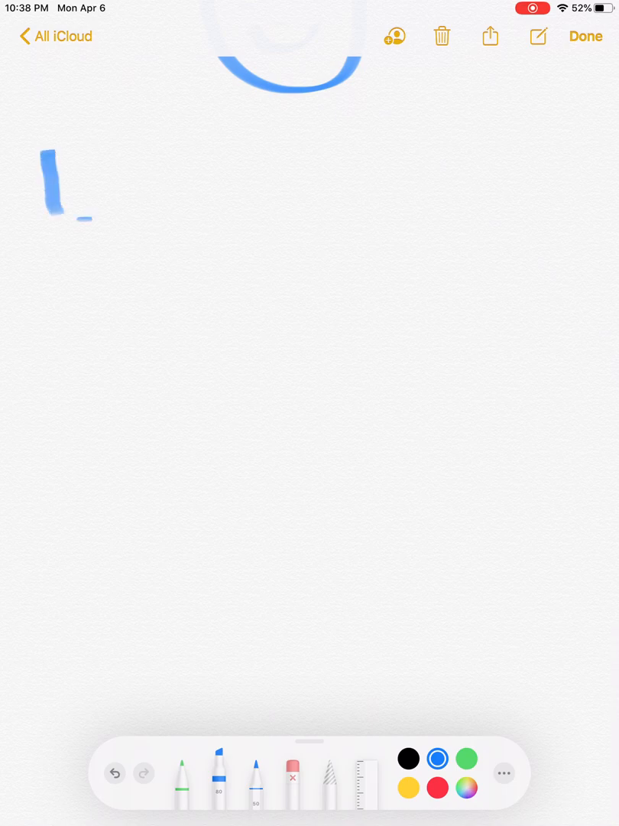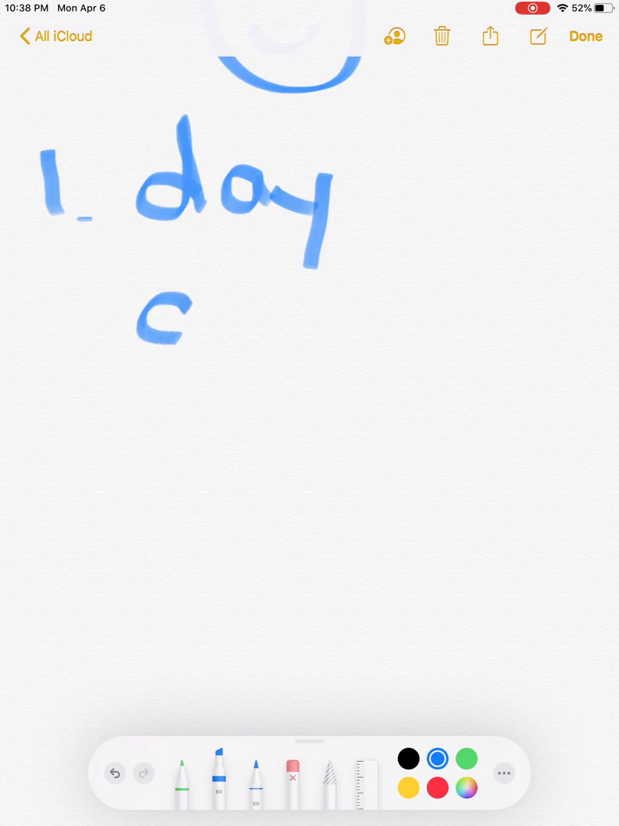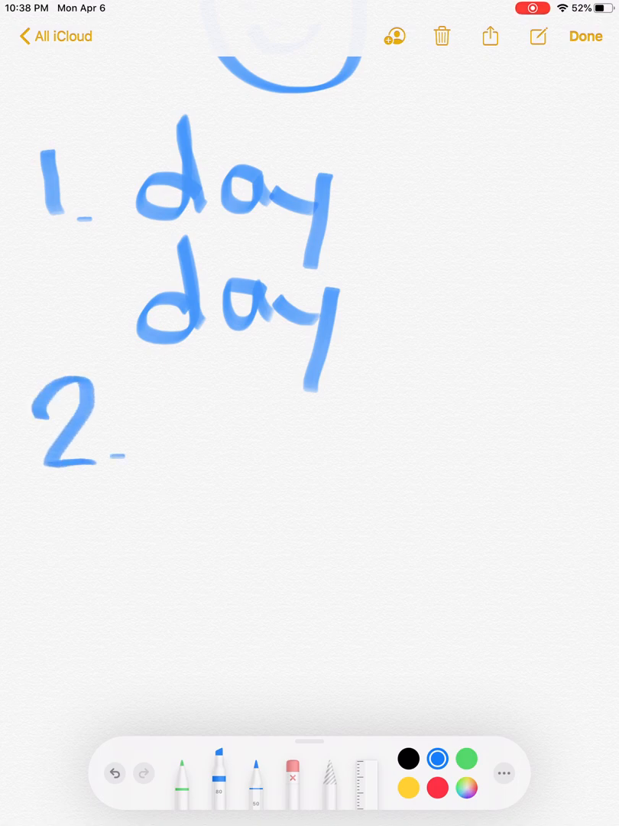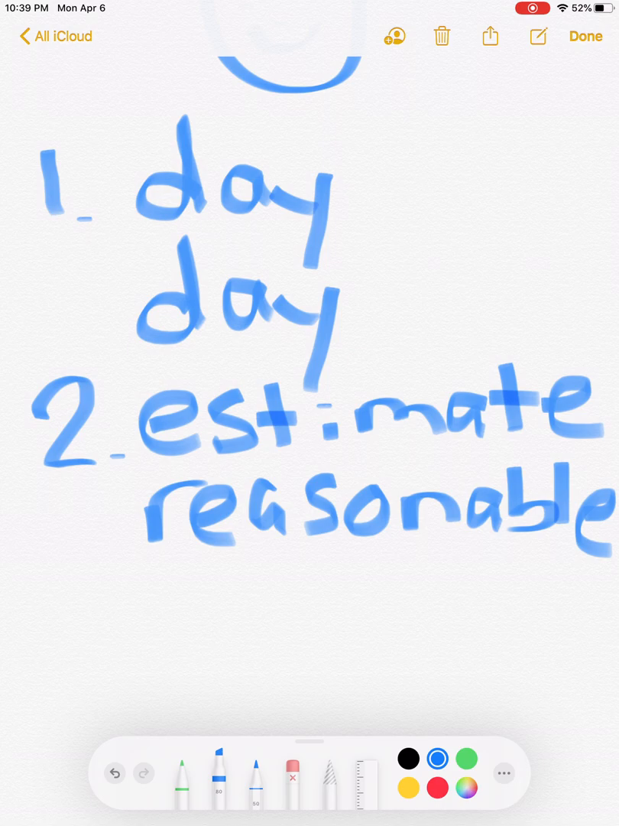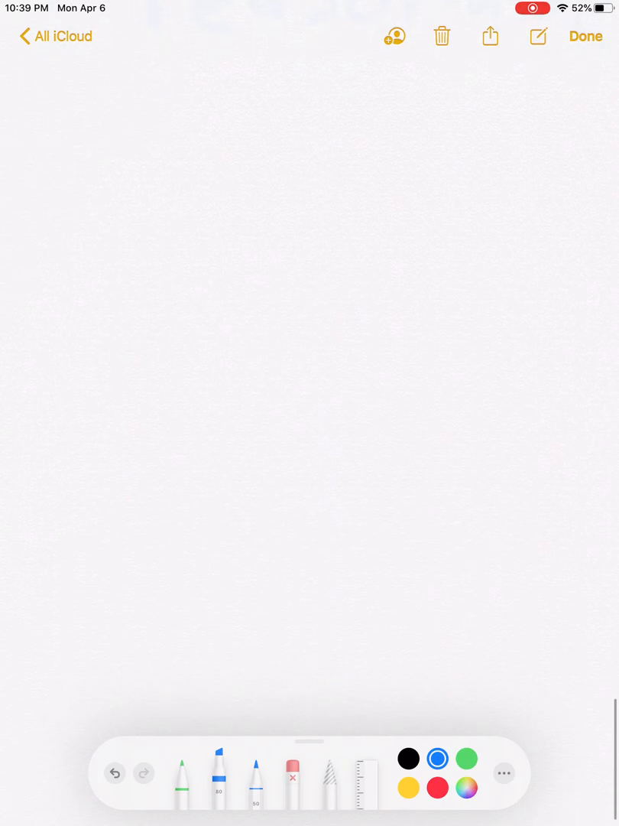Number 1, what facts do you know? Leandra feeds the rabbit the same amount every day. What do you need to find? How much food she feeds her rabbit each day. 2, plan. Use estimation to find a reasonable answer. So we're going to estimate, and we're going to be reasonable. Those are the 2 key words today. Then we're going to solve it.